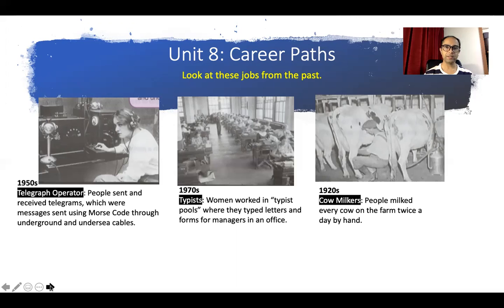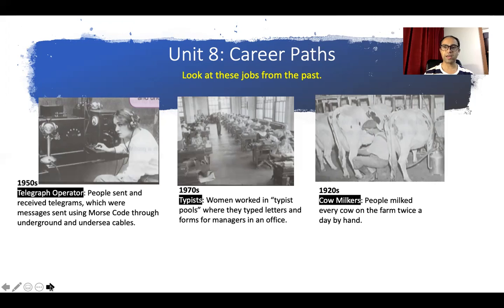In the 1970s, a typist is just typing. Women worked in typist pools where they typed letters and forms for managers in an office. So people worked for managers or their bosses to make forms, to type letters.